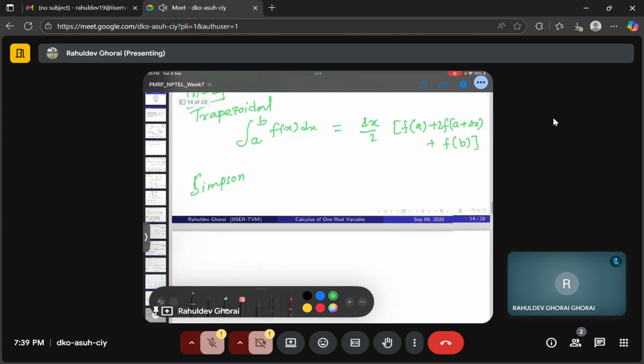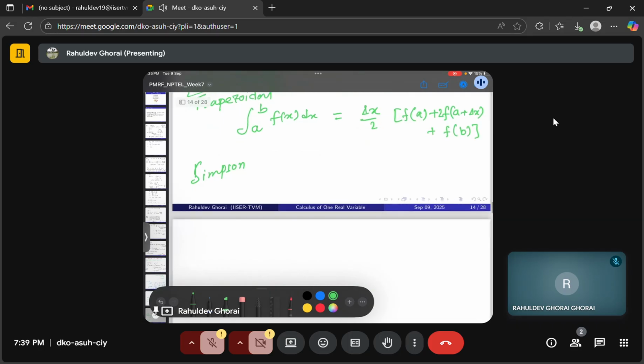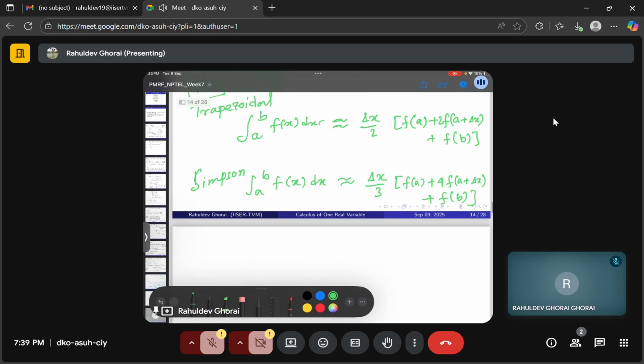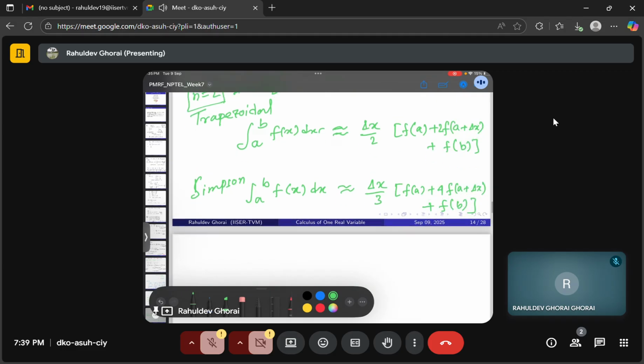It will be Simpson's 1/3 rule. It says it will approximate. So all are approximations, but as I said, according to trapezoidal, that's why we can write it as equality also. So Δx over 3 times (f(a) + 4f(a+Δx) + f(b)). That's all. If you remember these two, you can do it for more and more things, right?